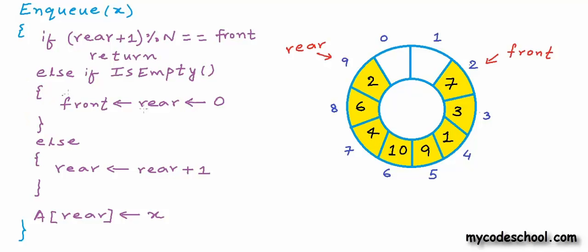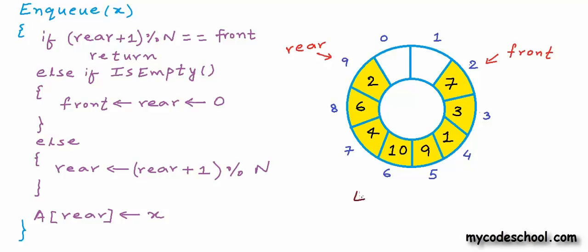If the queue is empty, we can simply set front and rear as 0. In the last else condition, we will increment rear. Like this, we will say rear is equal to (rear plus 1) modulo n, where n is the number of elements in the array. With this much change, my enqueue function is good.